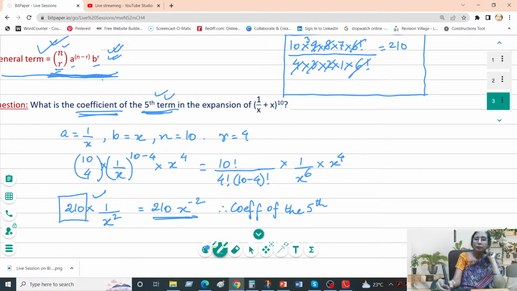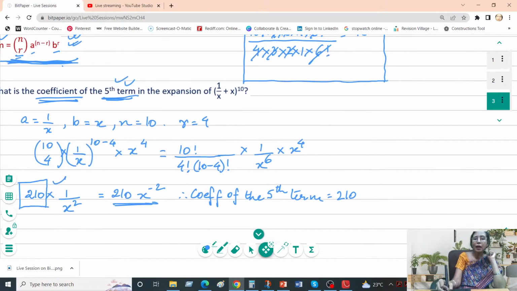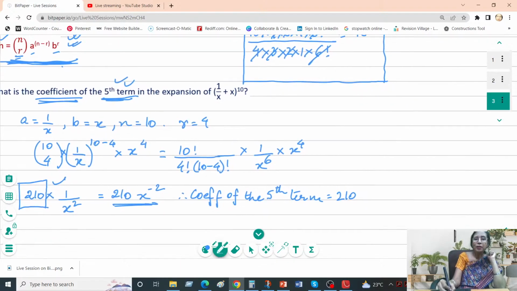Fifth term is equal to 210. Okay. So this is our answer. Coefficient of the fifth term is equal to 210.